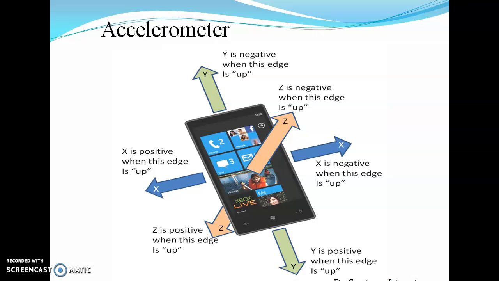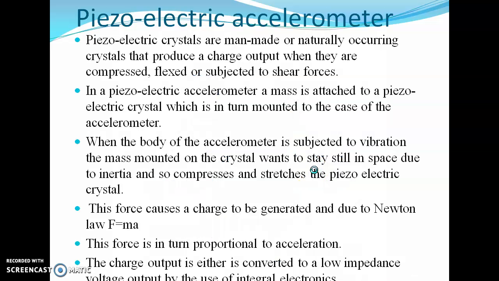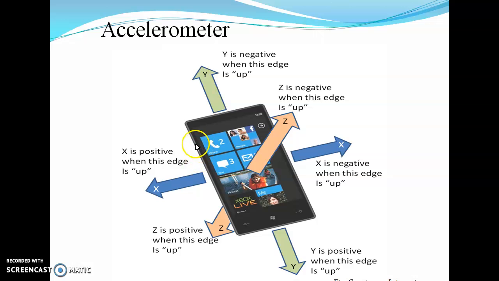So this is one type of accelerometer used in our mobile. You can see here there are 3 axes X, Y, Z. When this particular edge is up, then that particular direction is positive or negative, that is defined. For example, you can see here X is positive when this edge is up, and X is negative when this edge is up. So that is defined here.